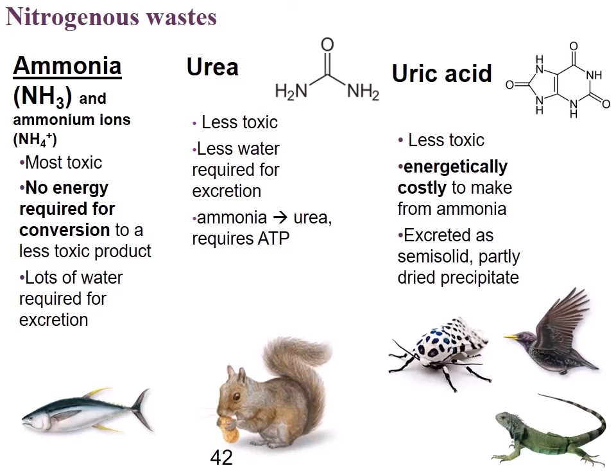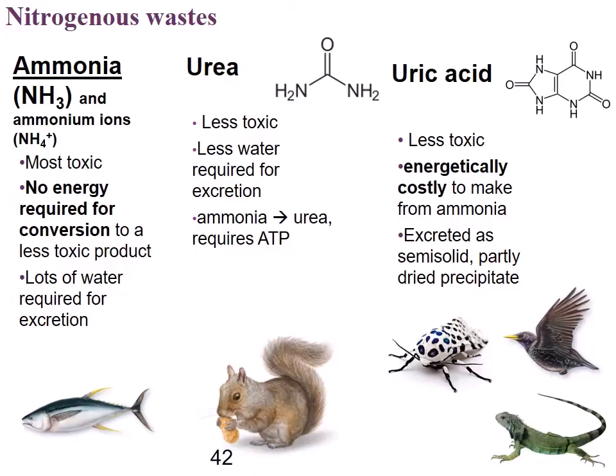So if we look at ammonia, urea, and uric acid, ammonia is really the most toxic to organisms, but the organism doesn't have to spend any ATP to convert it to a less toxic product, but it does require lots of water for excretion. So if you've ever had a fish tank before, you've either monitored ammonia levels or done water changes and things like that to try and control it in your fish tank.